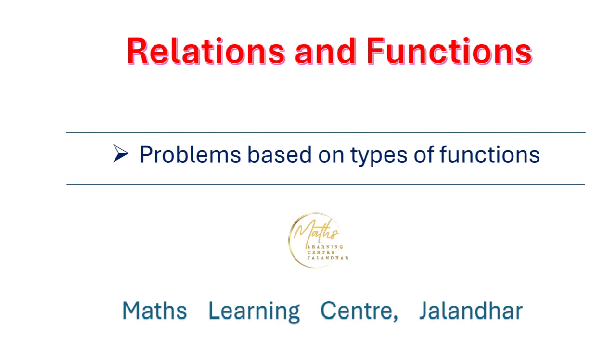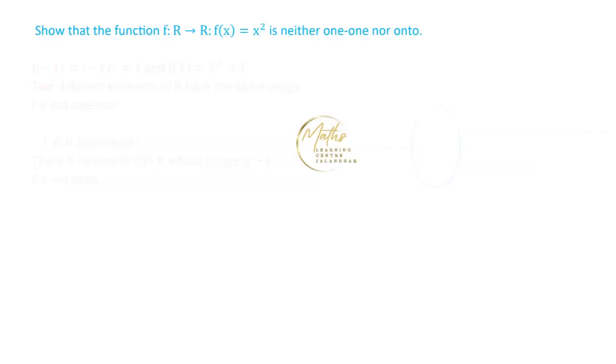In this presentation on relations and functions, we are going to talk about some problems based upon types of functions. Now the first question we have is, show that the function f defined from R to R, set of real numbers to real numbers, defined like f(x) = x², is neither 1-1 nor onto.